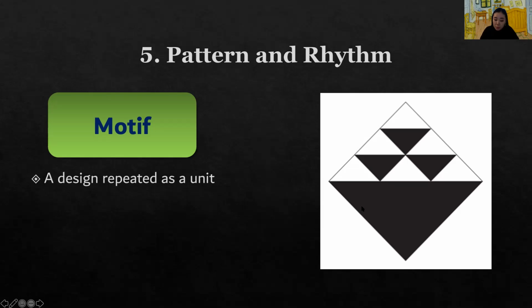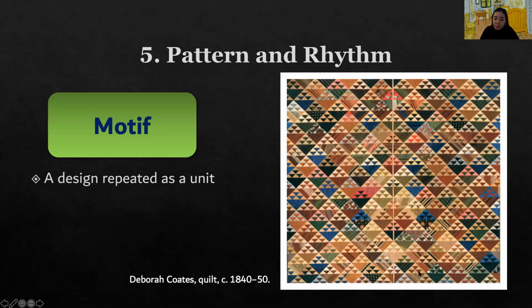So for example, there is a unit design with square and triangle shapes, which is a motif. And when it repeats, it makes a pattern like this.